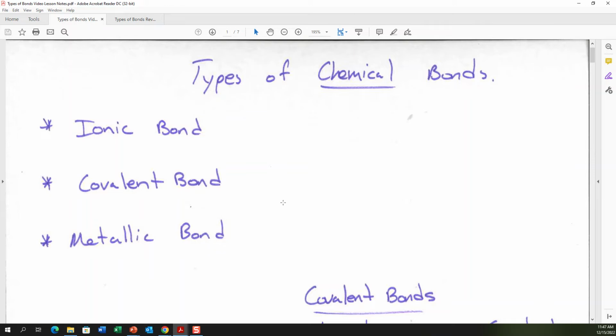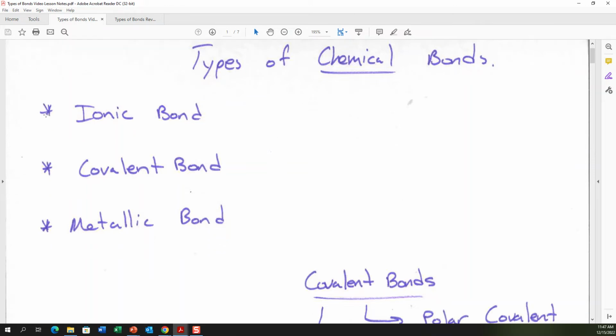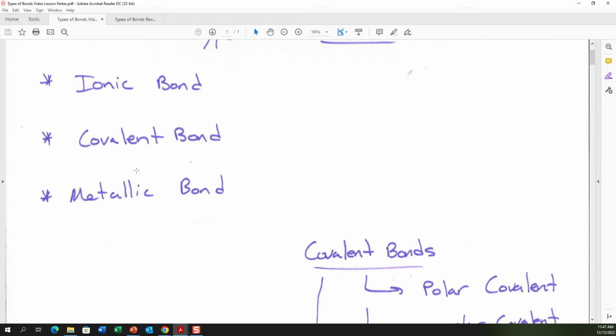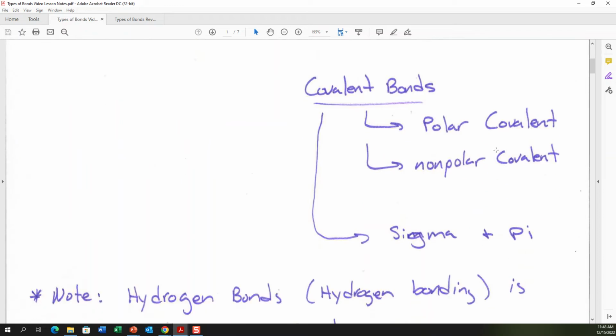So the types of chemical bonds we want to look into are ionic, covalent, and metallic. Again, for covalent, there are a lot of different subcategories we want to be able to describe. Covalent bonds can be polar or nonpolar. They can also be identified as sigma or pi. And they can be single, double, or triple. I'll get into that in a second.